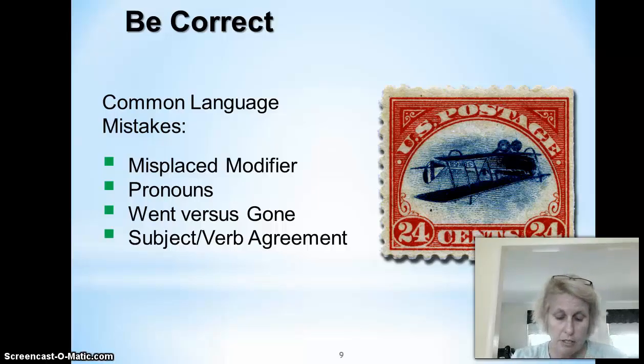Other areas in your book have many examples of pronoun use, and I would suggest that you peruse that area as far as the form of the pronoun and the structure of the sentence. If you find that you fall into one of these areas of misuse of pronouns, look at ways to correct your use of pronouns. The difference between went versus gone is a common language mistake.